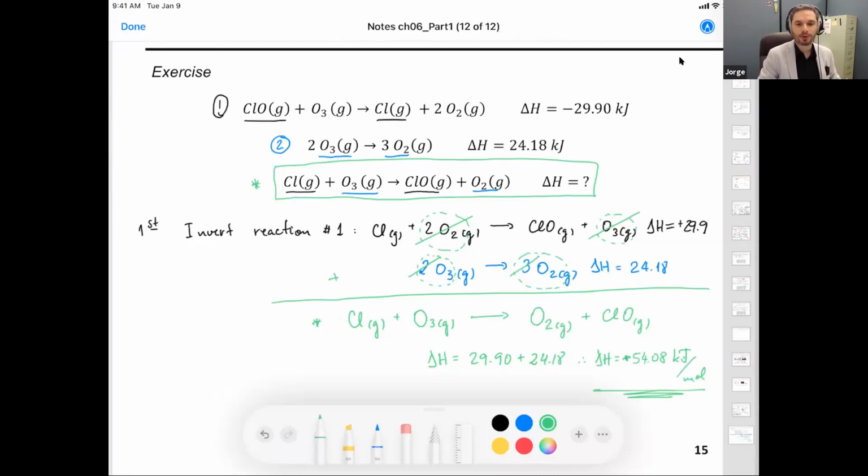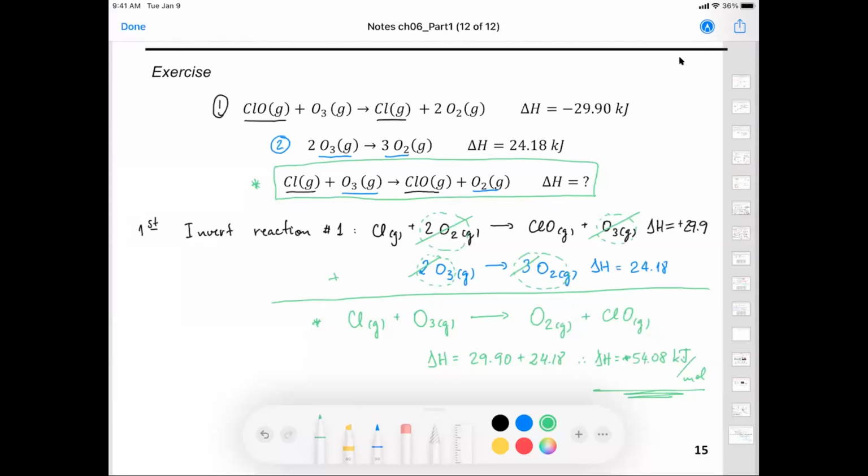And that's how you use Hess's law to get the delta H of more complex reactions. Always treat chemical reactions as mathematical equations. So inversion of a chemical reaction will change the sign of delta H. If you need to multiply the reaction by a factor, also multiply the delta H. And then at the end, add up all the small steps to get to the big reaction. Okay?